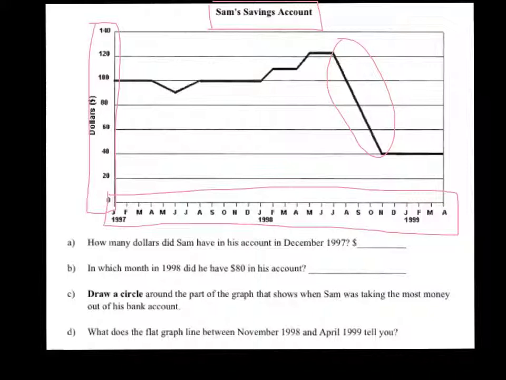And what does the flat line between November 1998, so if I go to that now, so here, and April tell you? Well, it tells me that he was neither saving nor spending his savings. So it probably means in this period here, what I could probably infer is that he had a major purchase of the thing that he needed to, and didn't need anything else for the next time period.